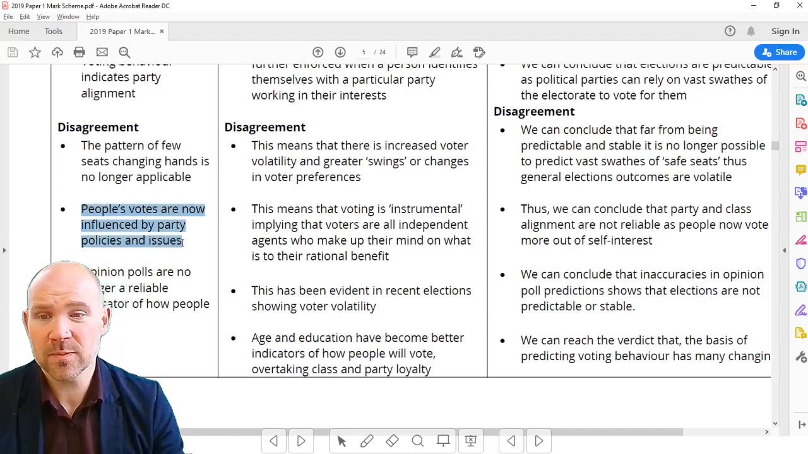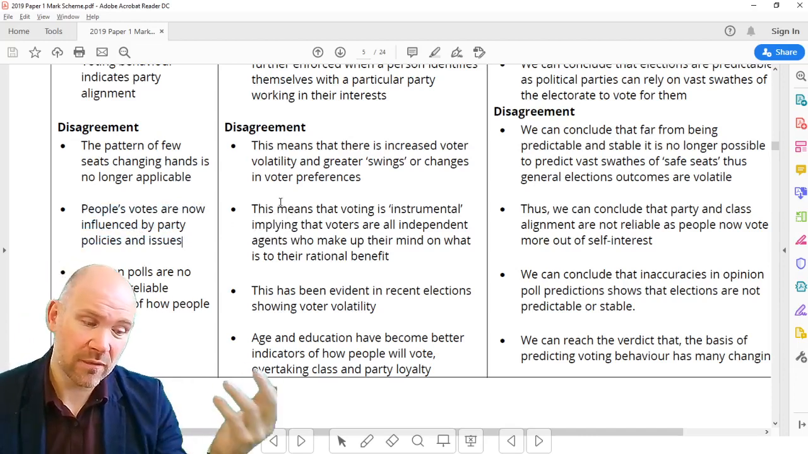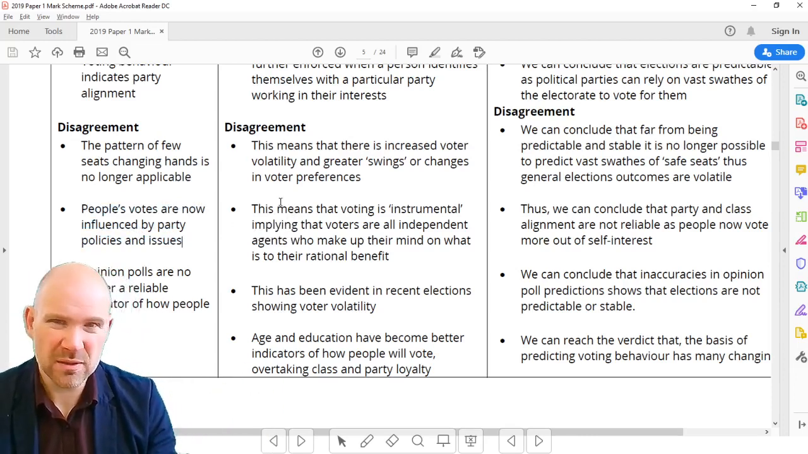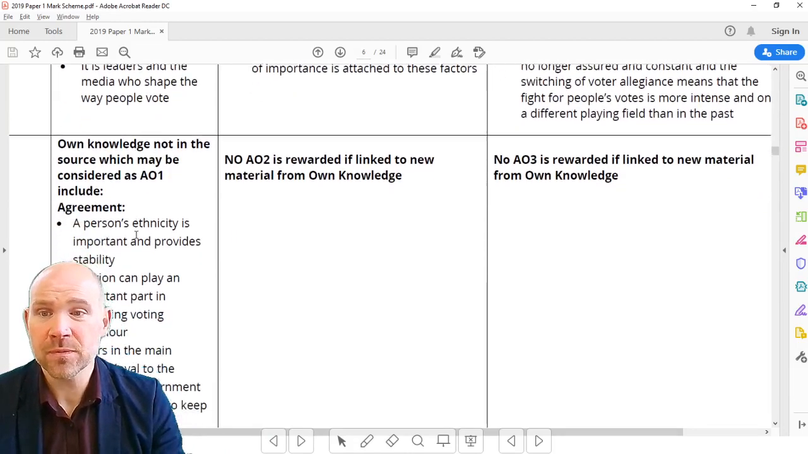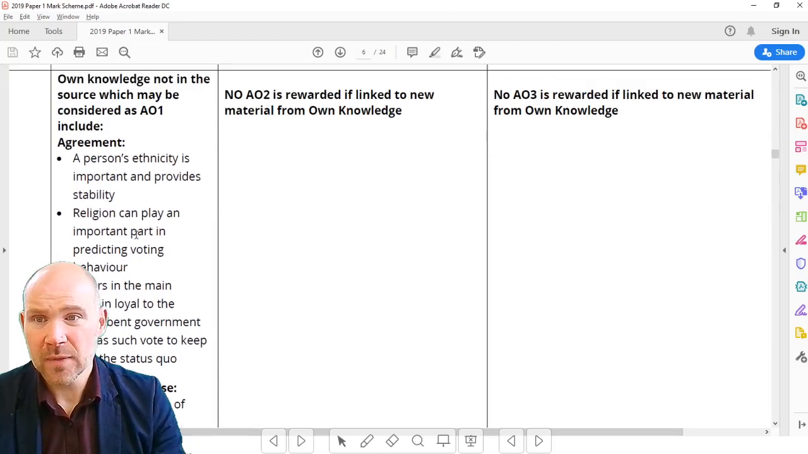People's votes are now influenced by party issues and policies. I've already mentioned that one: people are now voting over things like Brexit rather than just the traditional health service and taxation. There are other issues going in there, and I've already talked about the opinion polls. Now, this bit here is own knowledge which is not in the source. That might work.